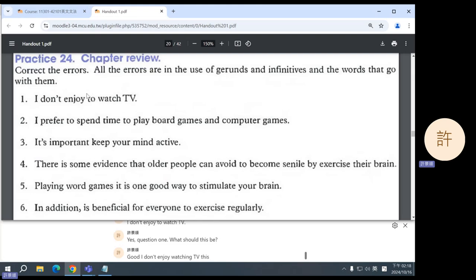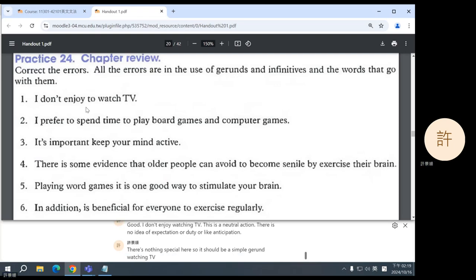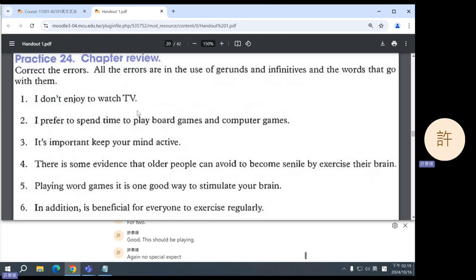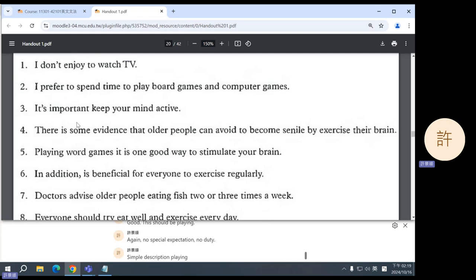This is a neutral action. There is no idea of expectation or duty or like anticipation. There's nothing special here. So it should be a simple gerund, watching TV. Number two, I prefer to spend time to play board games and computer games. Number two. Good. This should be playing. Again, no special expectation, no duty. Simple description, playing.